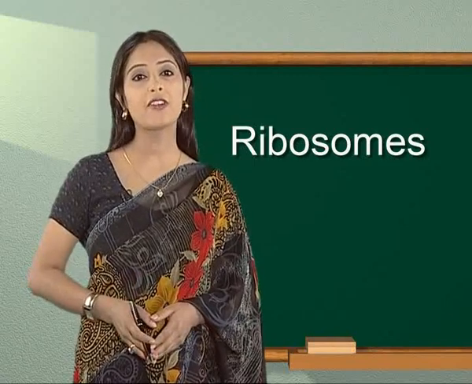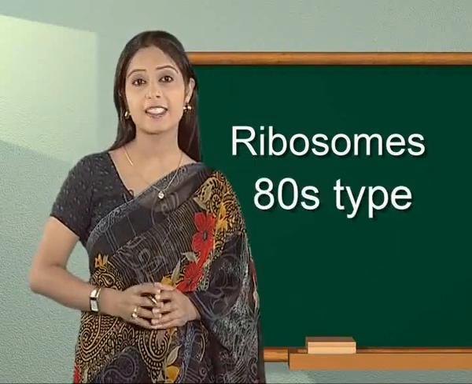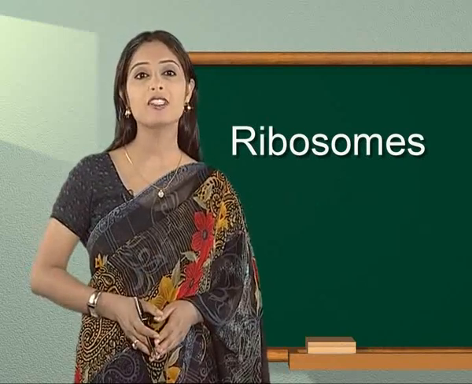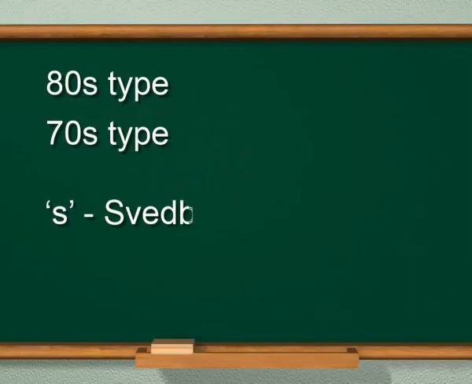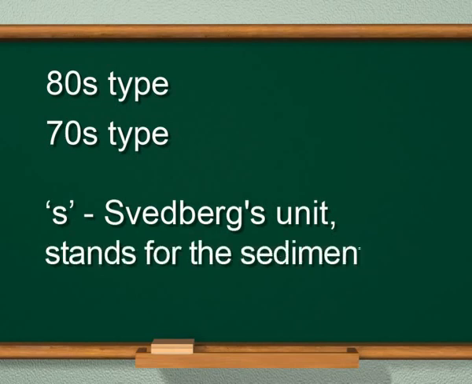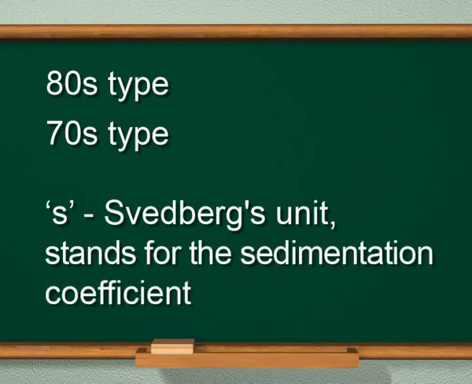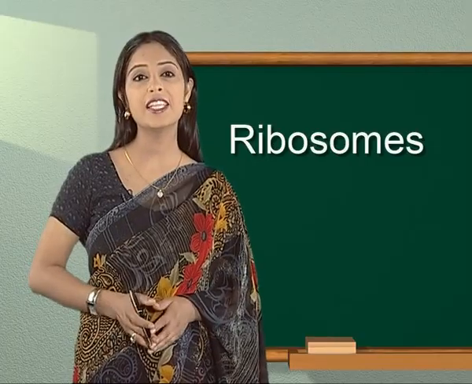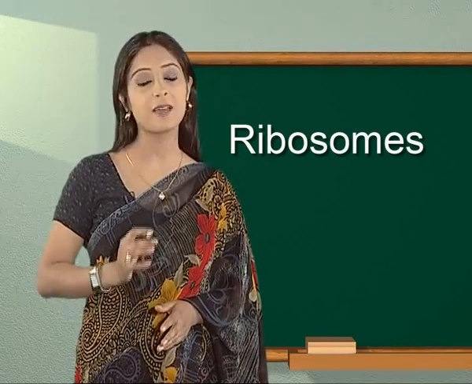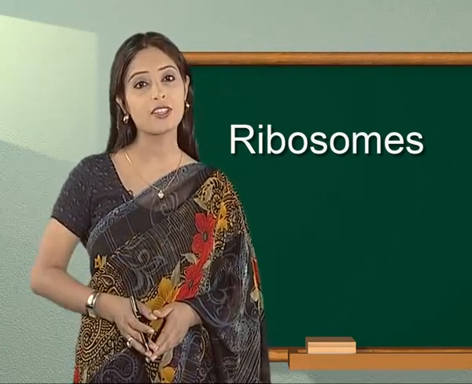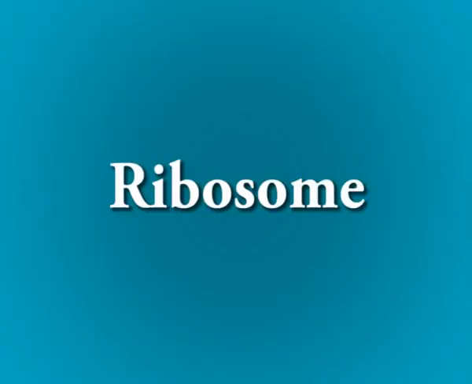The eukaryotic ribosomes are 80S type, while the prokaryotic ribosomes are 70S type. Here S, that is Svedberg's unit, stands for the sedimentation coefficient. It is indirectly a measure of density and size. Both 70S and 80S ribosomes are composed of two subunits. Let us see the structure of a single ribosome.